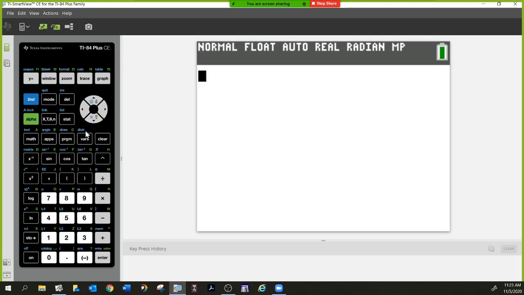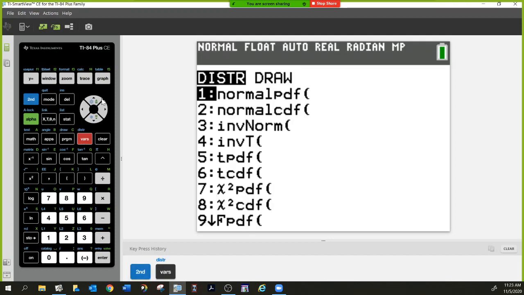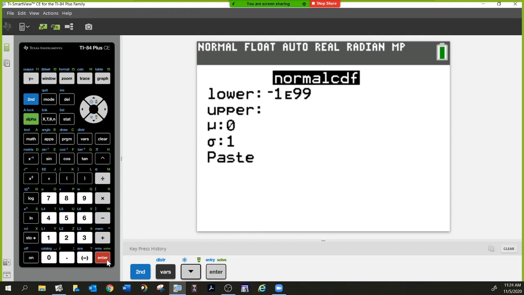So it's located in the same spot in distributions. So second vars, normal CDF will be command 2. And you hit enter. Lower bound. Lower bound is asking you, how far down should you go? Well, that is -1 times 10 to the 99. It's essentially saying 0. Now you can't ever get to 0, but that says, I want you to go as close to 0 as possible, which is extremely left of any mean. So you can just leave that alone.